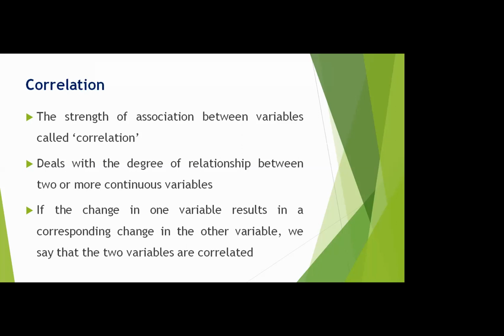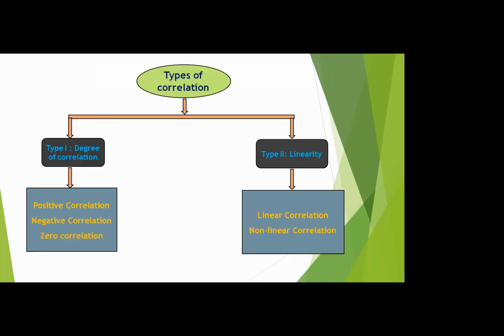We can divide correlation into two types. The first is the degree of correlation: correlation can be a positive correlation, a negative correlation or a zero correlation. The second is linearity: it can be a linear correlation or a non-linear correlation. In the coming slides, we will see these points in detail.